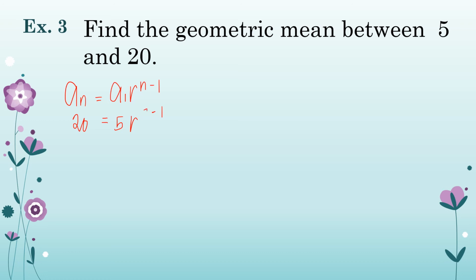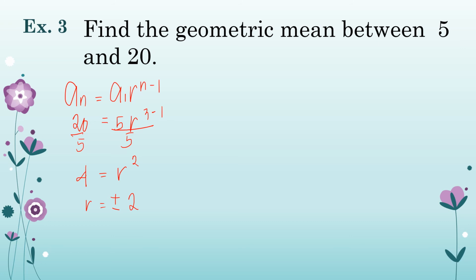Then r is unknown. Then n is 3 minus 1. So, dividing both sides again by 5. So, divide this by 5. You'll have 4 is equal to r squared. Therefore, what is the square root of 4? So, it's positive or negative 2. So, r is equal to positive or negative 2.